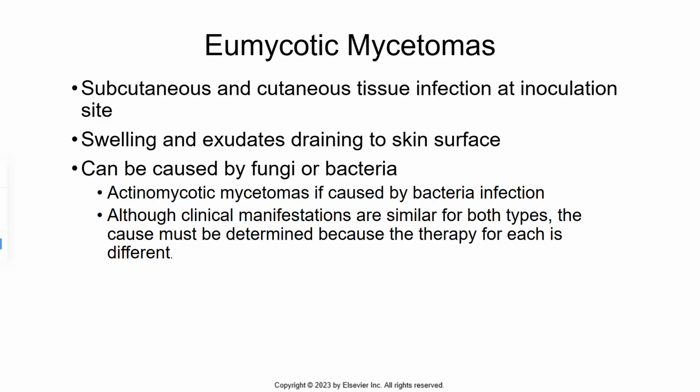Eumycotic mycetomas. These are subcutaneous and cutaneous tissue infections at the inoculation site, at the site where the skin has been cut or punctured. Swelling and exudate draining to the skin surface. They can be caused by fungi or bacteria. So there are actinomycotic mycetomas; those are caused by bacteria. Although clinical manifestations are similar for both types, the cause must be determined because therapy for each is different. Obviously, if it's a bacterial infection, we'd want an antibiotic, whereas if it was a fungal infection, we would use an antifungal treatment.